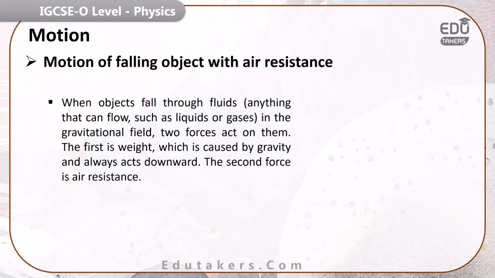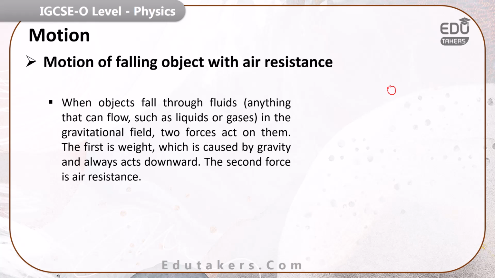Next, we have to see the motion of the object in presence of the air resistance. You know that air resistance is any opposing force that resists the motion of the object and it slows down the object. So we have to see the motion of the object in the presence of the air resistance. I suppose that I have any object here and it's falling in the air or any fluid, such as liquid or gases, anything that can easily flow. So I suppose that it's a droplet that is moving in the air.